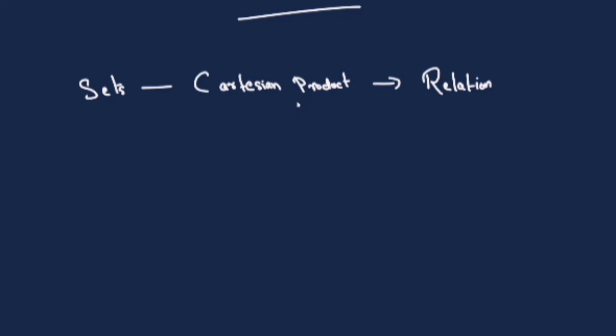From sets we move to Cartesian product. It is a collection of well-defined objects, and Cartesian product is the set of all the ordered pairs from set A to B. Then a relation is a subset of the Cartesian product. Now from relation we are moving to the next concept, that is functions.